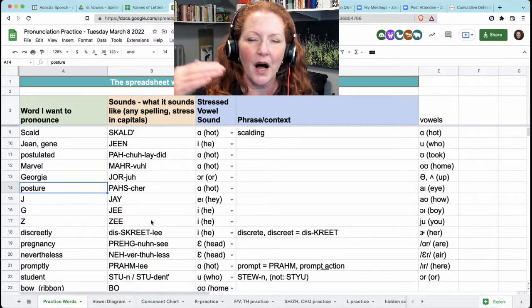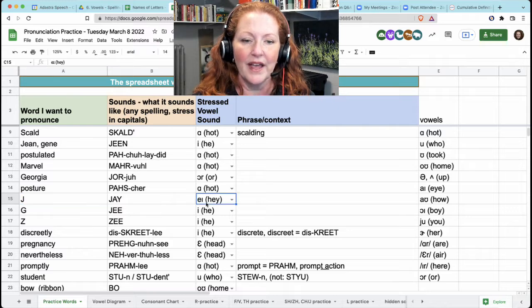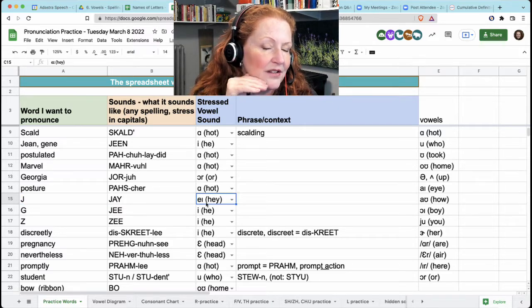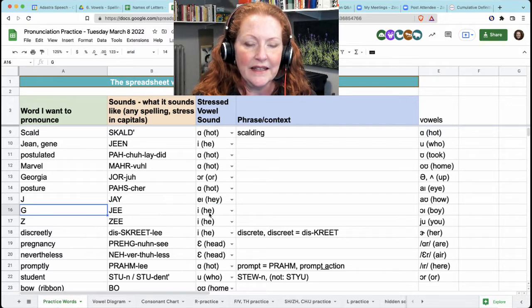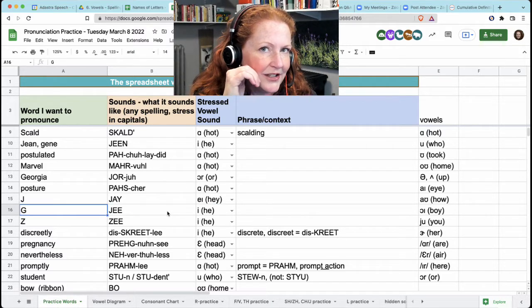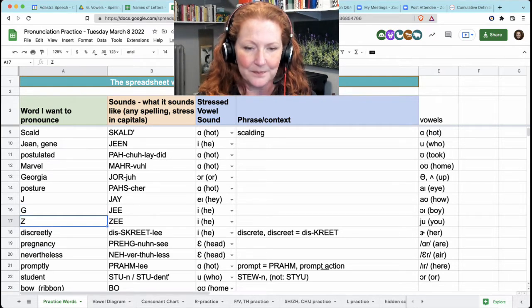Posture. Posture. Same ch sound from the TU combination. The letter J has the vowel A, so your tongue needs to rise. J. G has the E vowel. Your tongue just stays very high. G. And Z. Your tongue's very high, and you need airflow for the Z.